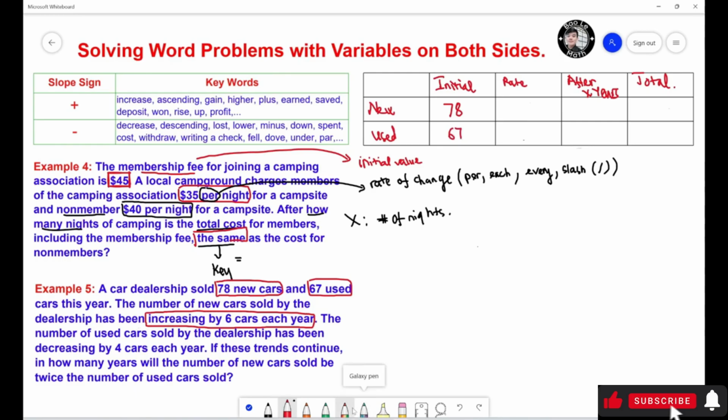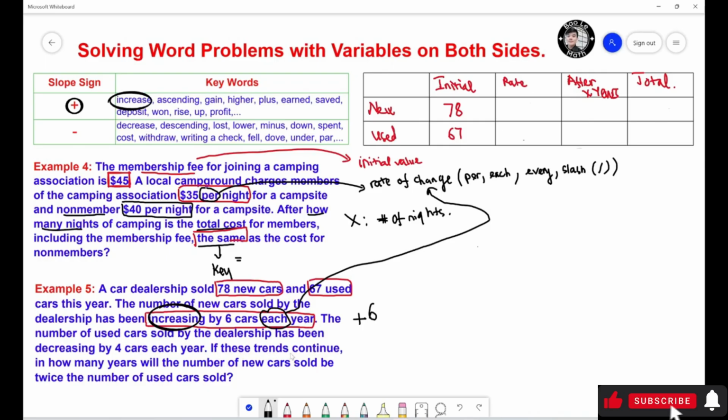Now the keyword right here, increasing. The keyword increasing tells us that the slope should be positive, so I have the slope positive, the rate of change positive. Positive what? 6 cars each year. The word each tells us the rate of change. Whenever you see the rate of change, you put a variable after the rate of change. Now, each year, I don't know how many years.